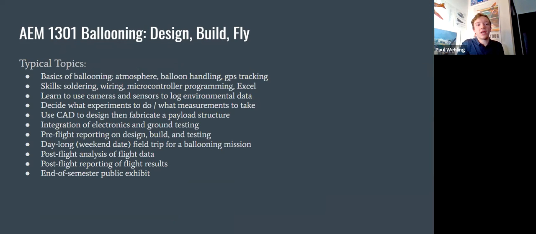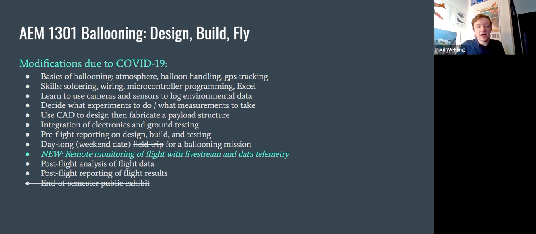So what happens in a typical 1301 ballooning class? Like I said, it's kind of a crash course. They get the basics of here's where balloons go, here's how we track them and build them. We teach them how to do some basic electrical construction, and then also how to take data, how to interpret data, and eventually we take them on a flight, usually.